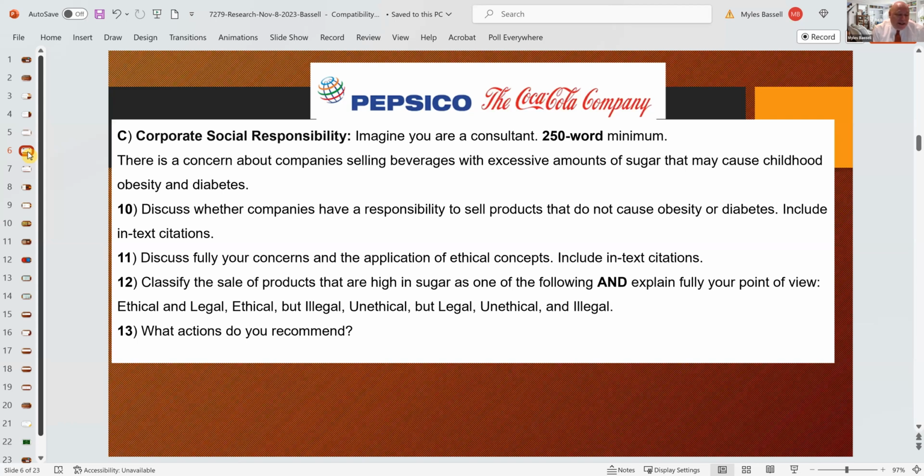What I'm suggesting there is they're aware of this concern, and so they have versions of their products that have no sugar, that are sugar-free. You can mention that. They should continue selling a sugar-free alternative. Maybe there's something else that you want to recommend. Maybe you think that, no, they should just stop selling beverages with high amounts of sugar.